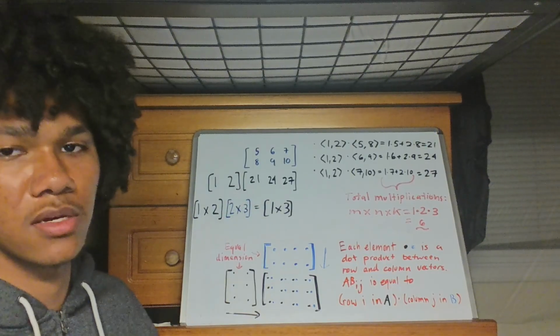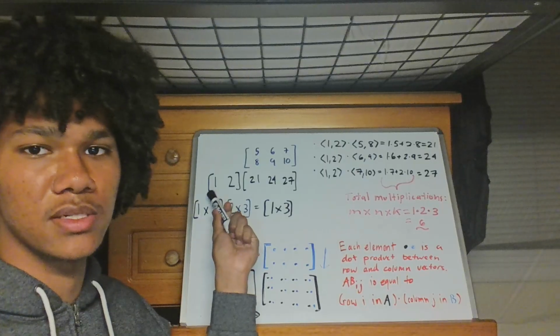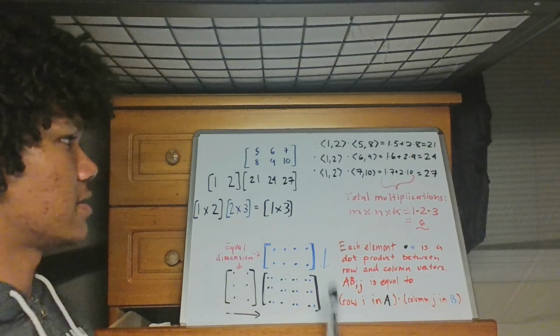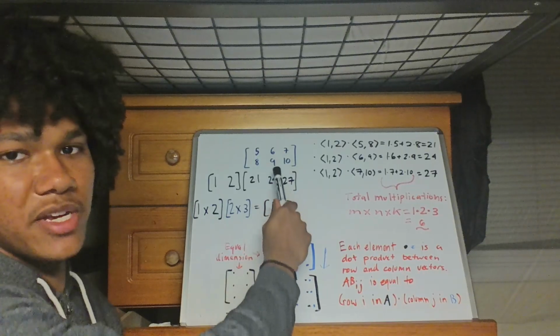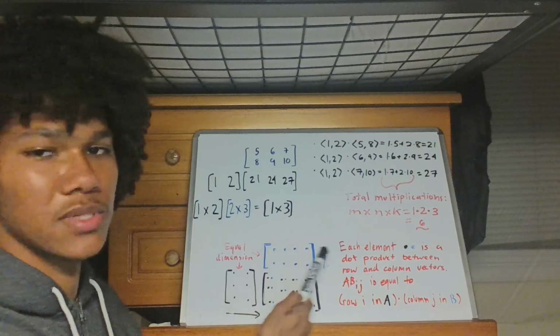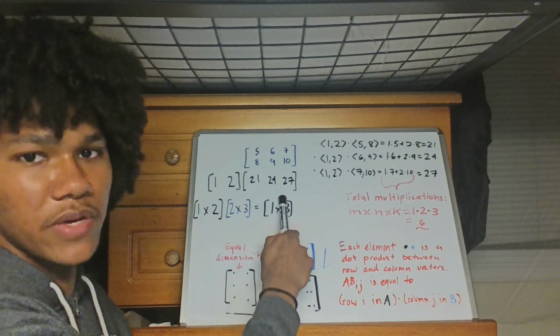And we do the same exact thing with the next columns in B. But fortunately, this only has one row, so we don't have to do any more work after this row. In total, we're going to have 1, 2 dotted with 6, 9, and then 7, 10. We fill out each of those elements, and that gives us our 1 by 3 matrix of 21, 24, 27.